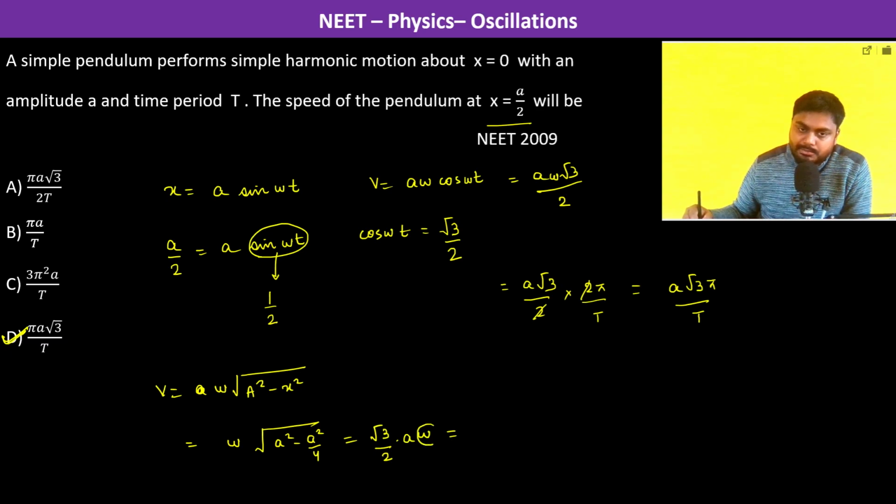And again we can replace here omega as 2 pi upon T. So you'll get the same answer.